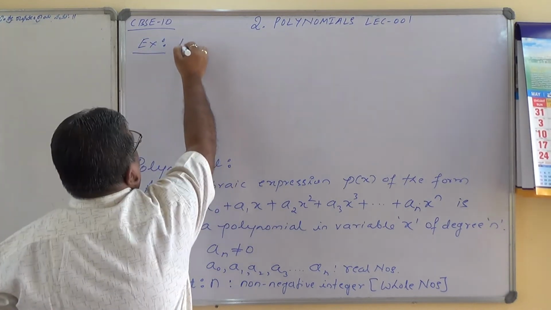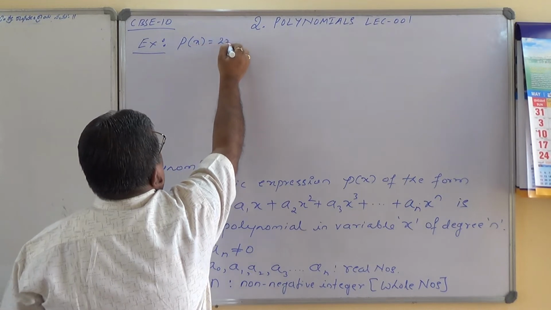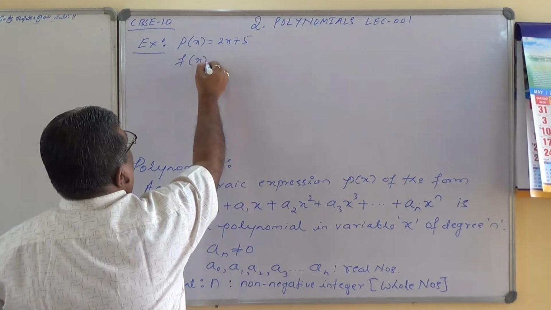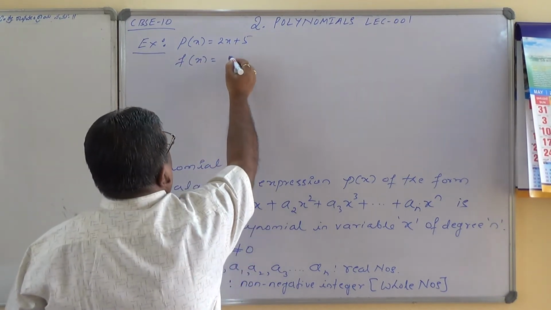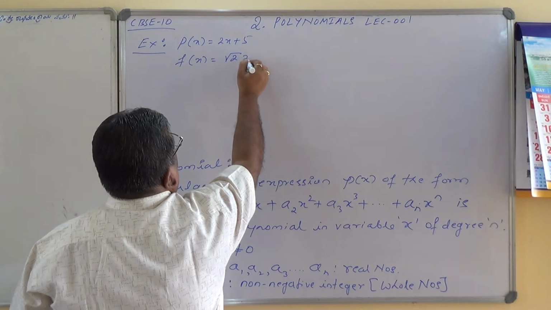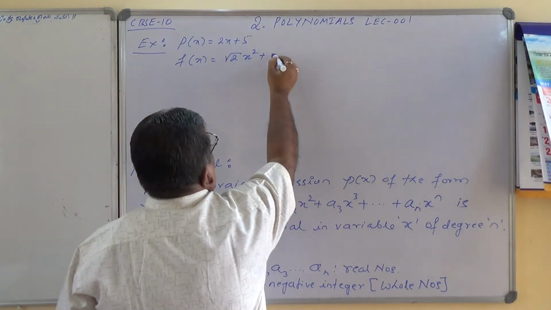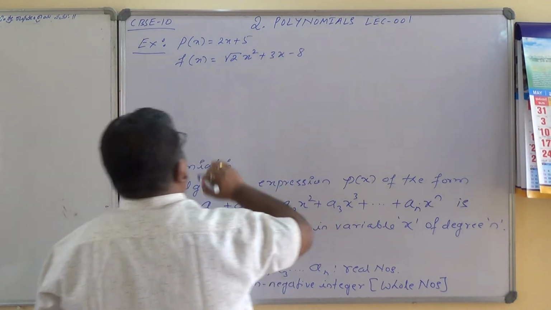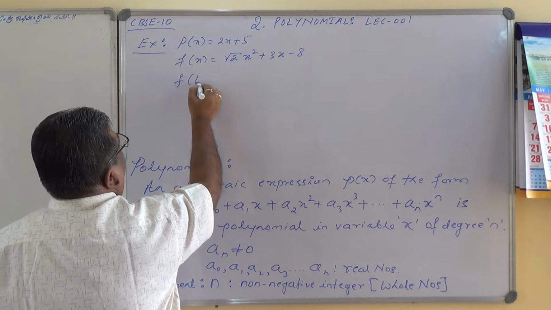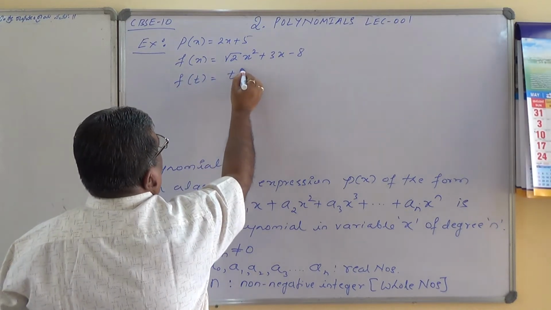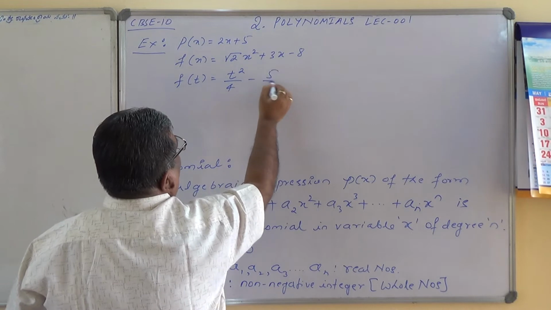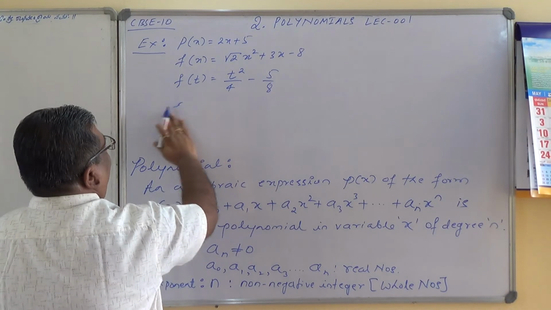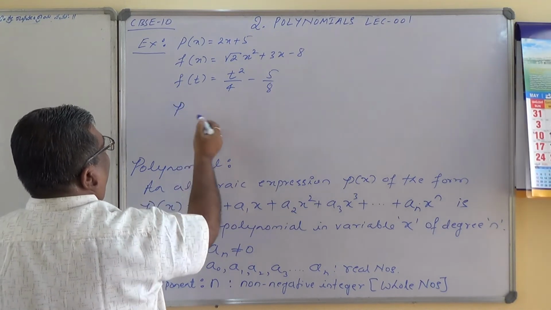Example, p of x equals 2x plus 5. This is a linear polynomial. F of x equals root 2 x square plus 3x minus 8. F of t equals t square by 4 minus 5 by 8. All these are polynomials. And one more couple of examples I'll take which are not polynomials.